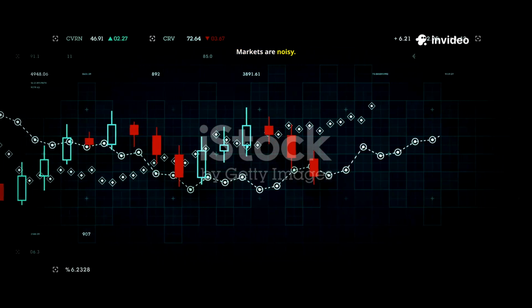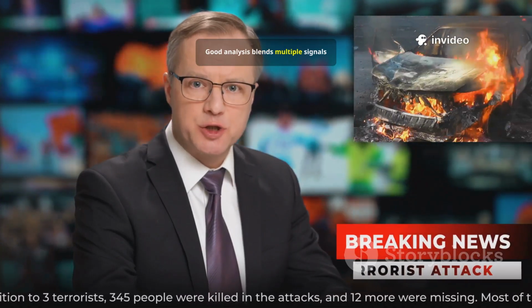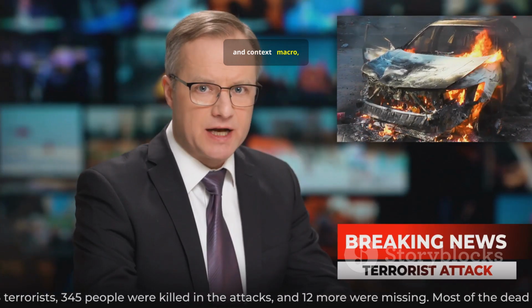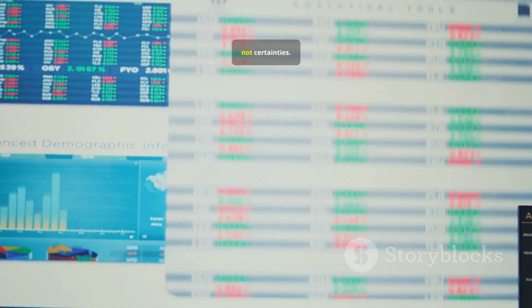Markets are noisy. No single indicator is perfect. Good analysis blends multiple signals and context: macro, policy, and liquidity. Use these as probabilities, not certainties.